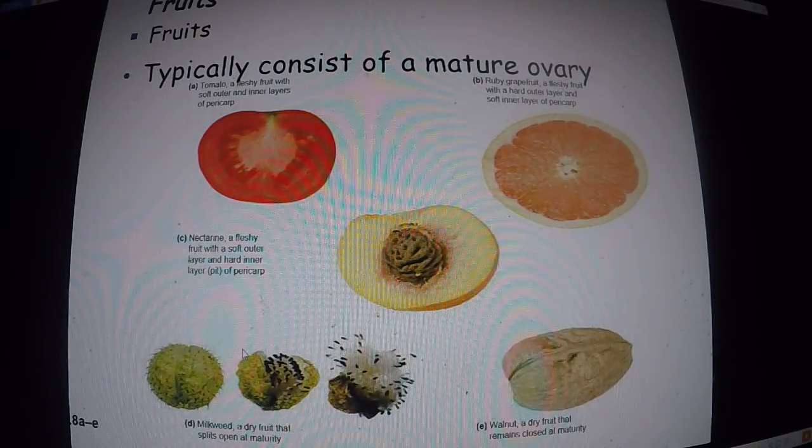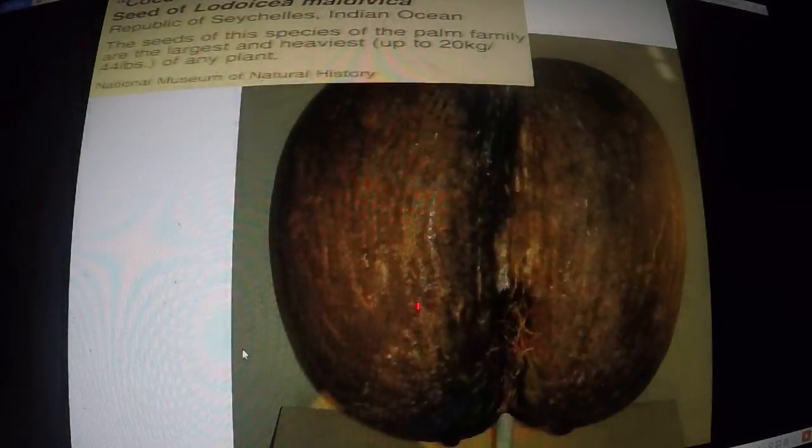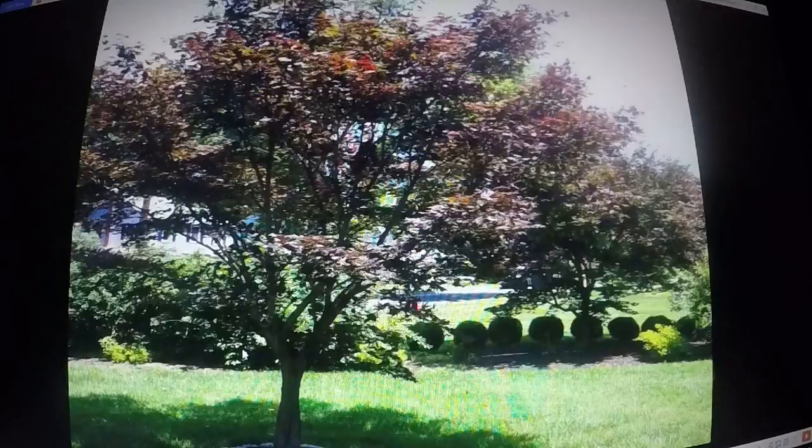Anyway, typically fruits consist of a mature ovary. You have soft fruits. The grapefruit, ruby grapefruit, a fleshy fruit with a hard outer layer. Here's a nectarine with a soft outer layer and a hard inner layer. A nut that doesn't even open. This one opens up at maturity. Different ways to carry them around. This is, oh, sorry. I just jumped there.